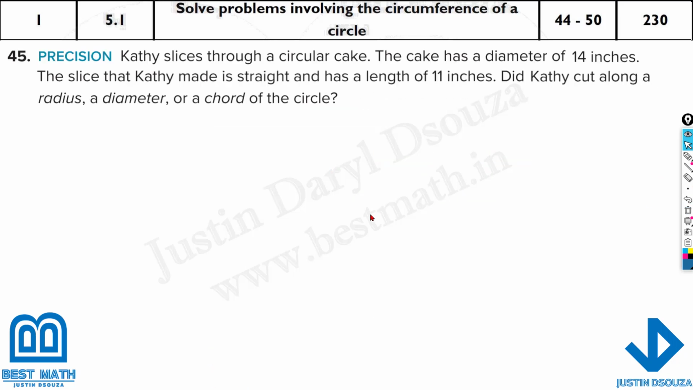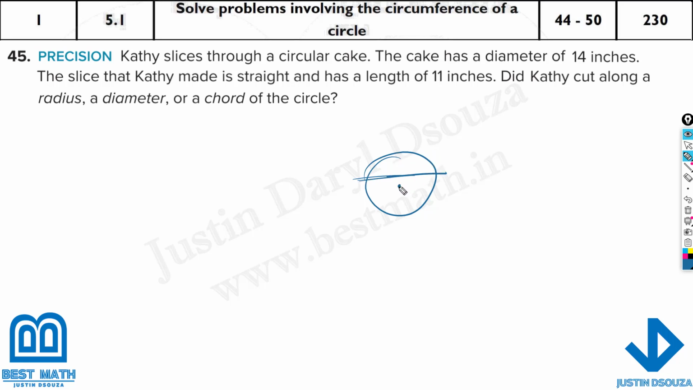Very simple and easy. Here we have Katie slices through a circular cake. The cake has a diameter of 14 inches and the slice that Katie makes is straight and has a length of 11 inches. I was thinking we had to find the radius or something, but no. Over here they have told us about a circular cake and Katie has cut 11 inches. Did Katie cut along a radius, the diameter, or a chord?